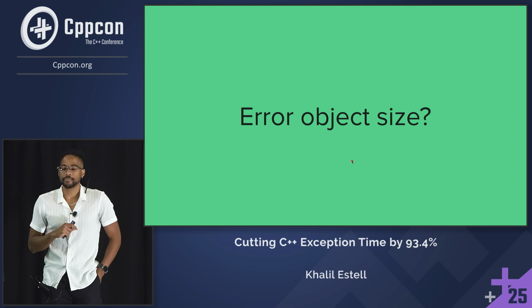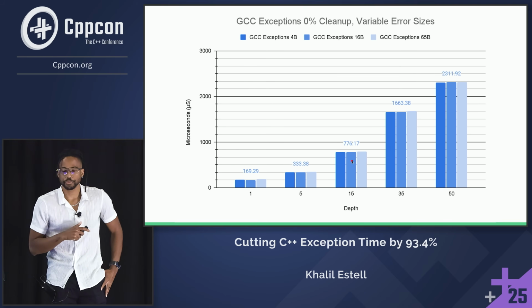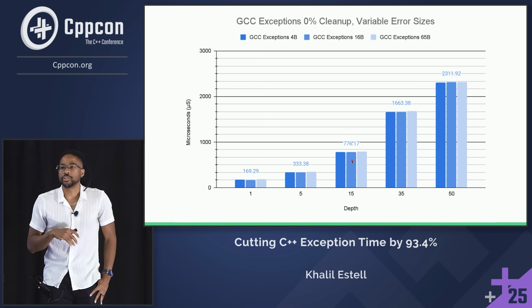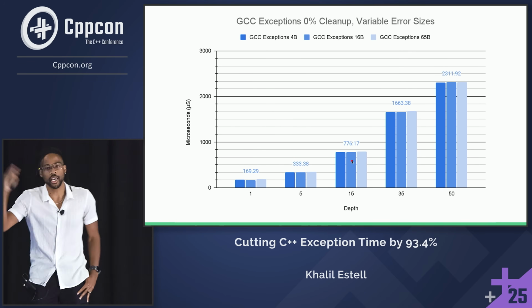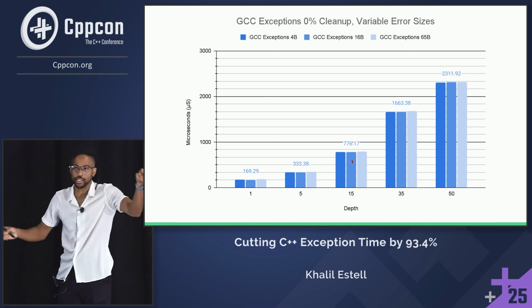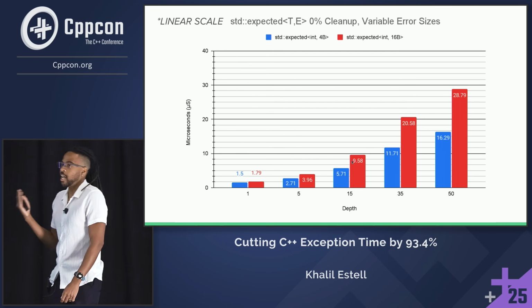And now we get into something interesting. The error object size. If you use exceptions, you already knew what this was going to look like. It doesn't matter. Exceptions don't care. You allocate your thing, you set it up, and then you forget about it until you get into your catch. For result types, not the same way.